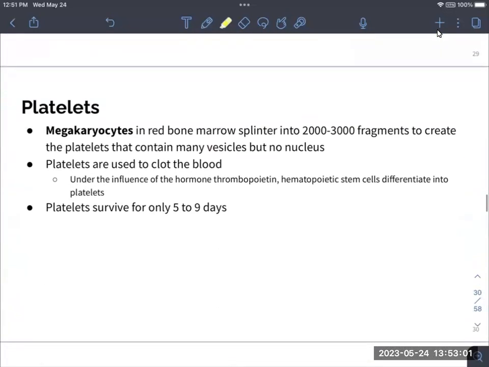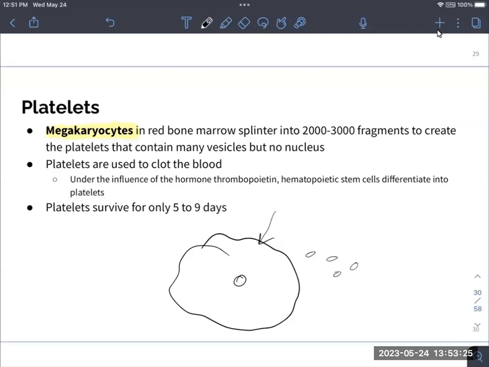So let's look at platelets. Platelets come from a cell known as a megakaryocyte. These megakaryocytes are very large cells. What happens is these megakaryocytes break off little pieces. So this huge cell is just breaking off piece after piece after piece. All these pieces, 2,000 to 3,000 fragments, are what make up our platelets. They're just tiny pieces of a cell, so they're not going to have a nucleus.